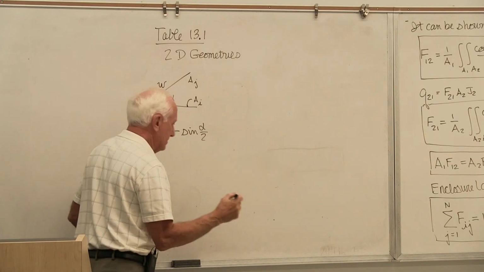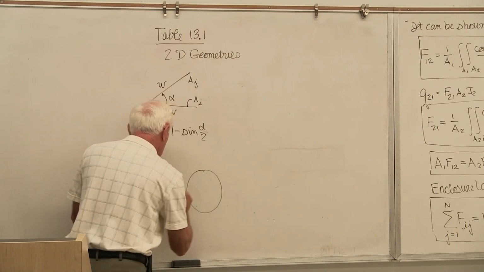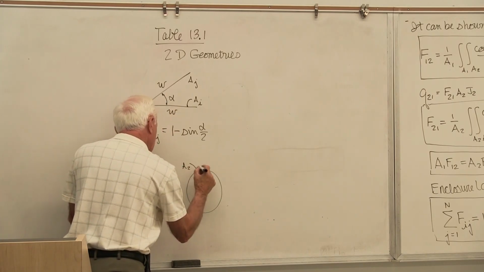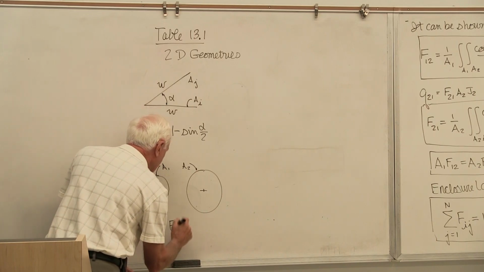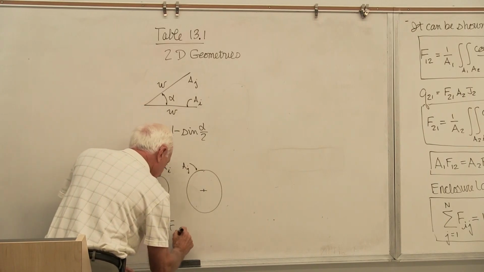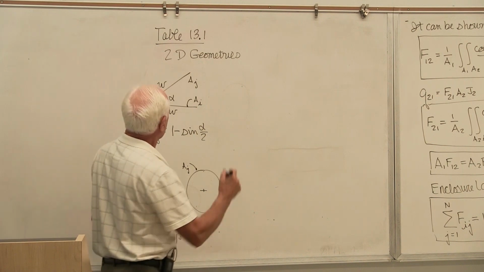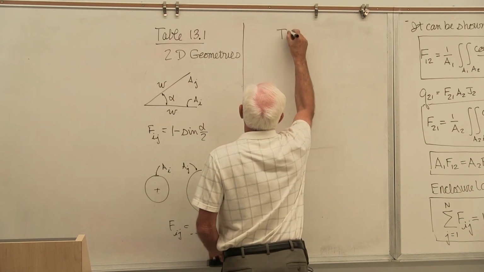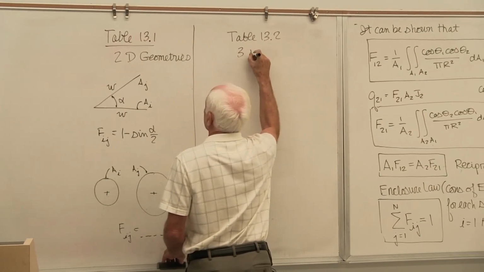He has other geometries. Another one is two different diameter pipes. This is surface A2, and this is surface A1. And then he gives the equation for Fij, should be Ij. Table 13.2, 3D geometries.